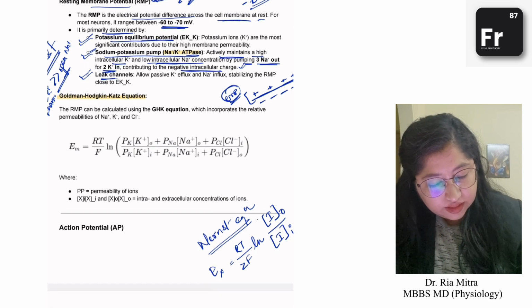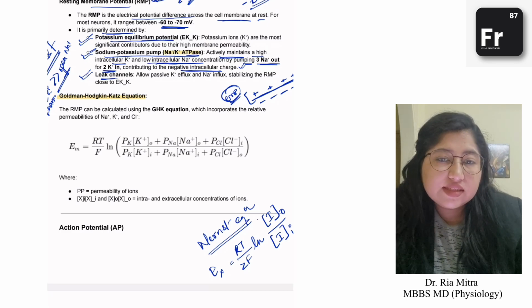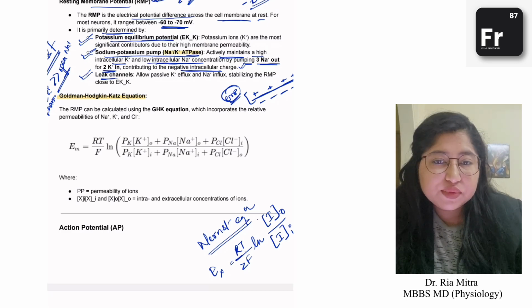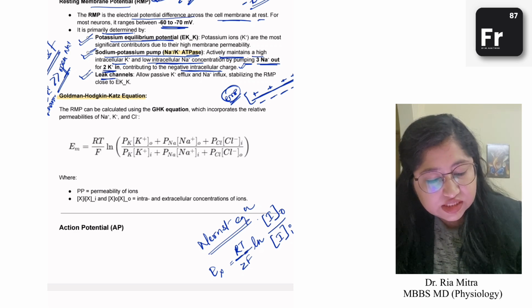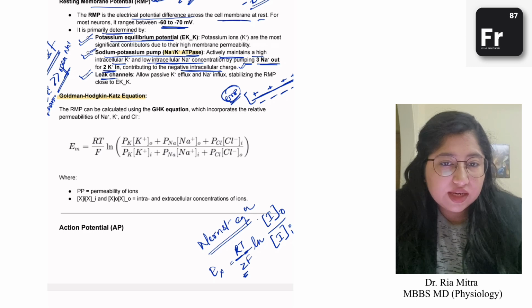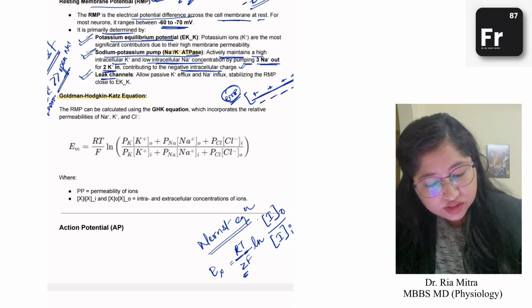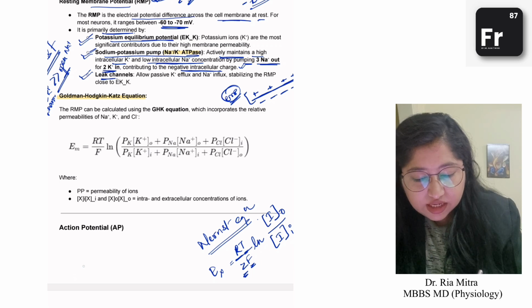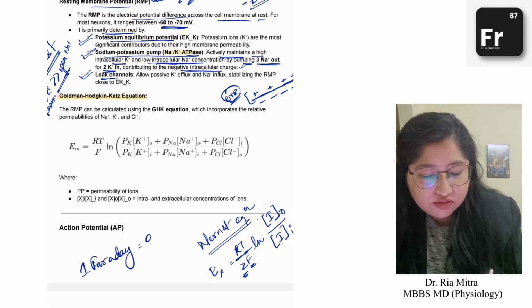Now, what is R? R is the universal gas constant. What is T? It is absolute temperature. Z is nothing but the valency of the ion which we are using in the calculation of the Nernst equation. And what is F? F is the Faraday constant. And 1 Faraday is equal to 96,500 coulombs, right?